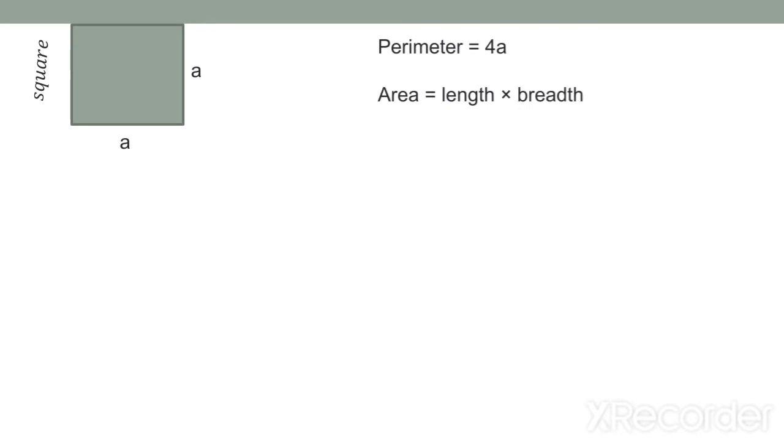First of all, we are going to discuss about square. Square has 4 sides, and in here I have written that one side as A. To find out the area, you need to remember this formula, that is length into breadth. To find out perimeter, we have to add all the sides.